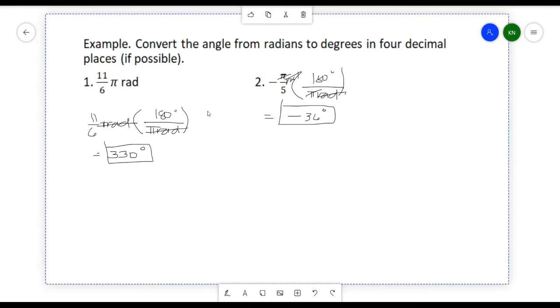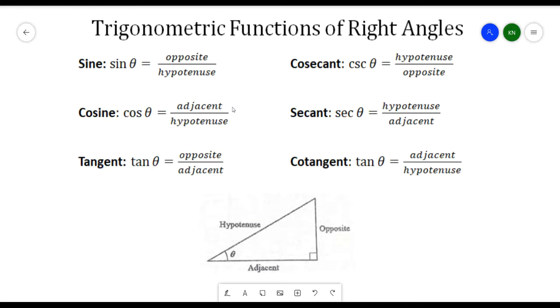So now let's move on to the trigonometric functions of right angles. We have 6 trigonometric functions if you can recall from your previous subjects. We have the sine, we have the cosine, we have the tangent, we have the cosecant, we have the secant, and we have the cotangent. So sine, that is reciprocal with cosecant. Cosine is reciprocal with secant. We have tangent, and its reciprocal is cotangent.